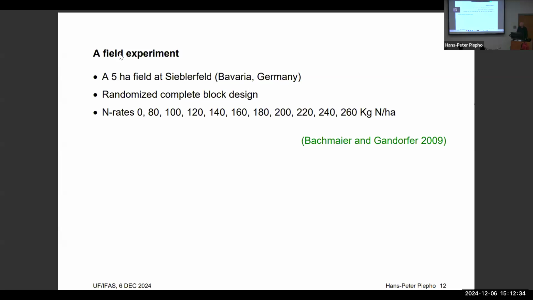So here's an example. This is a field experiment at a site in Bavaria. The design was a randomized complete block design. The number of replications was 8, I believe, so a relatively large number of replications, a pretty big trial. And the N rates are shown here. So that's quite a large number of N rates. I think it's 11 different N rates. That's a lot of N rates. I guess they figured we want to be very fine-grained so we can really track the profile of the curve.